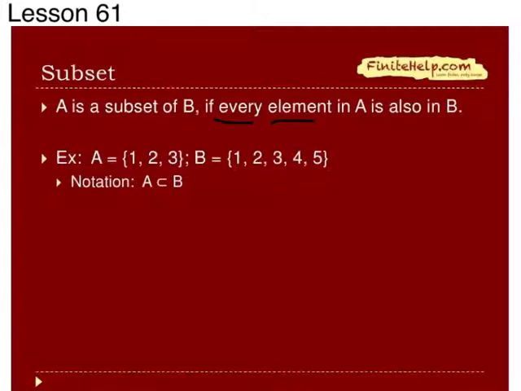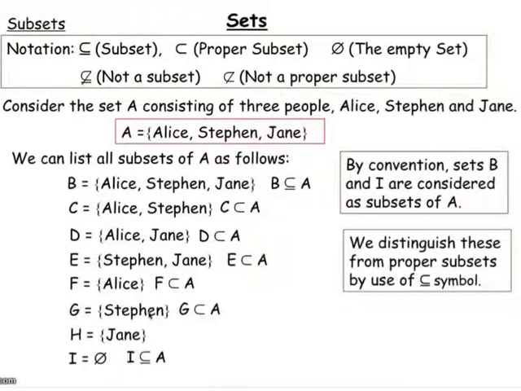For example, if we say that the set A includes 1, 2, and 3, and B includes 1, 2, 3, 4, and 5, then we can note it as this. A is a subset of B, and that's the symbol. A is a subset of B because there's a 1, a 2, and a 3, so every element of A is included in B.